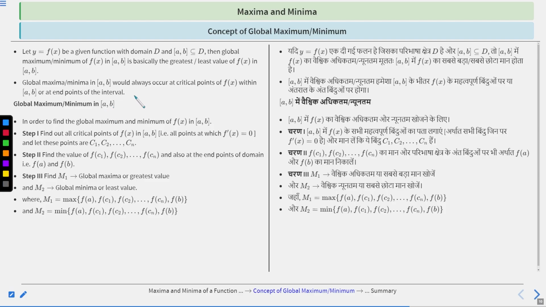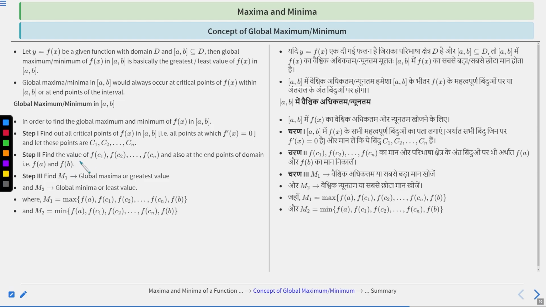Now next, global maximum or minimum in [a, b]. In order to find the global maximum or minimum of f(x) in [a, b], step 1, find out all critical points of f(x) in [a, b], that is all points at which f'(x) equals 0, and let these points be c1, c2 till cm.